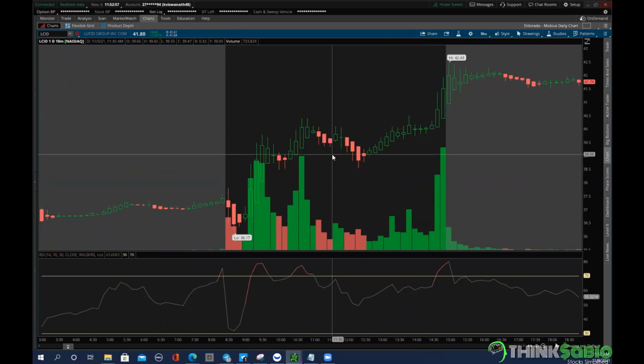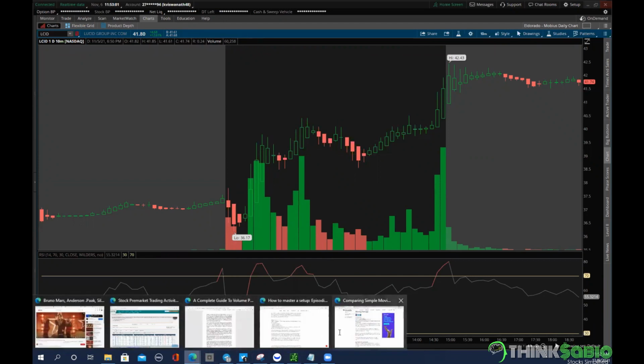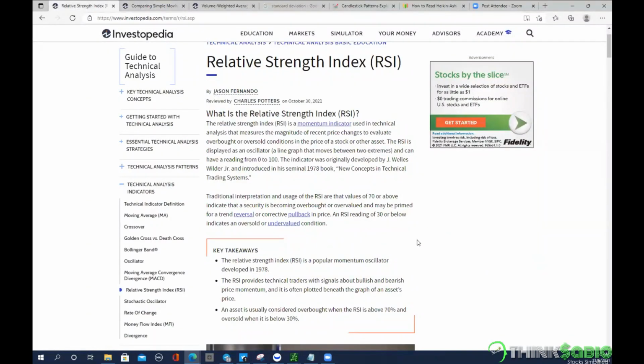What does RSI mean? I have the textbook definition; I'm not good at definitions. Relative strength index basically tells if the stock is overbought or oversold. That's what the indicator does. What RSI does is basically show the strength of a particular stock.